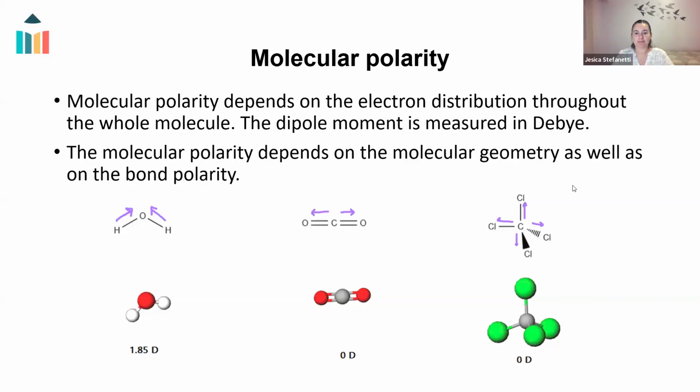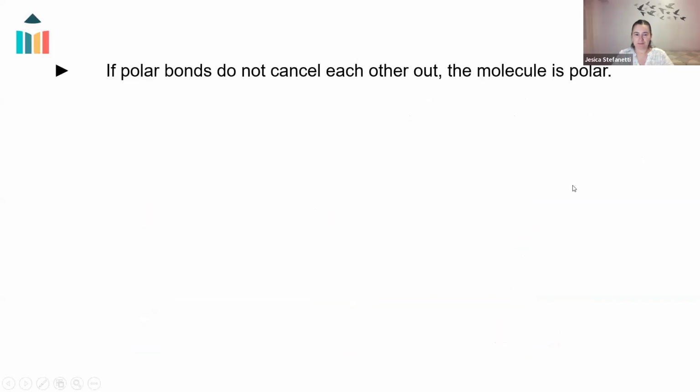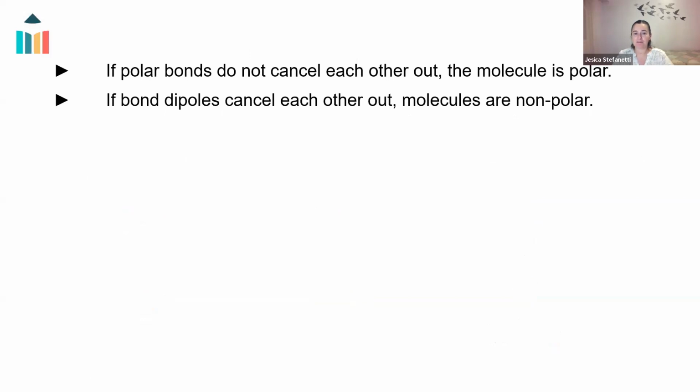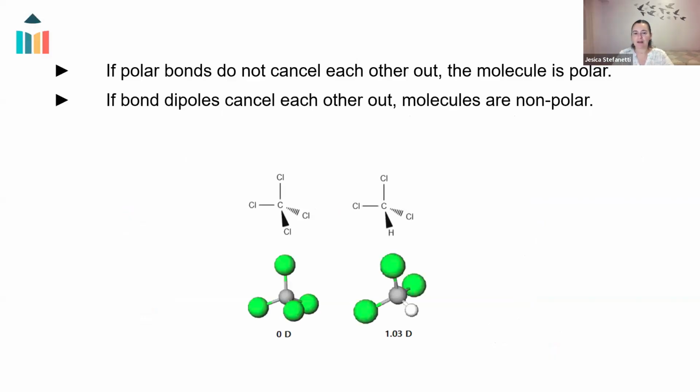Let's move forward with the next part. We should keep in mind in terms of molecular polarity that if polar bonds do not cancel out, the molecule will result as a polar molecule. But if bond dipoles do cancel out, such as the cases we saw for carbon dioxide and tetrachloromethane, molecules are nonpolar. We should be really careful while comparing.